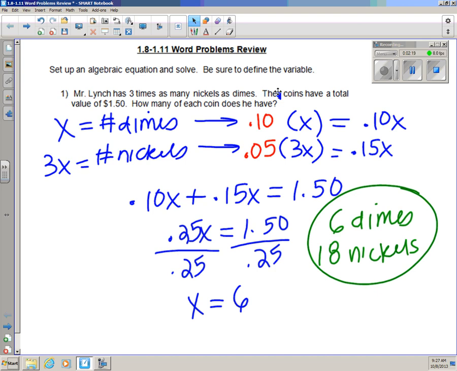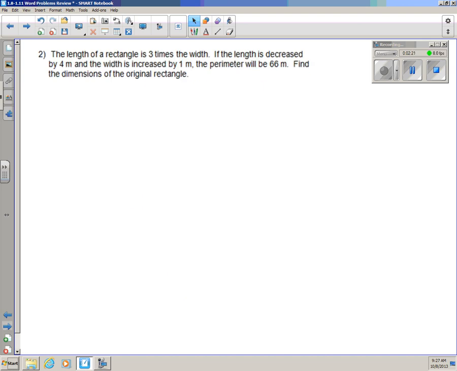All right, let's look at the next one. The length of the rectangle is 3 times the width. If the length is decreased by 4 meters and the width is increased by 1, the perimeter will then be 66 meters. Find the dimensions of the original. Well, clearly I have an original and then I have a new one. The original goes by that first sentence.